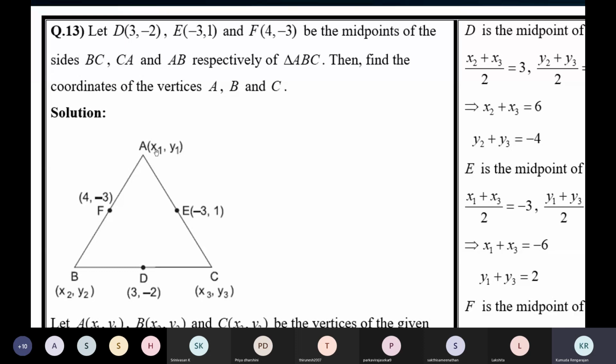Because x1 plus x3 by 2. Yes, ma'am. x1 plus x3 by 2 is equal to minus 3. On cross multiplying, you will get x1 plus x3 is equal to minus 6. So like this, you will get 6 equations.